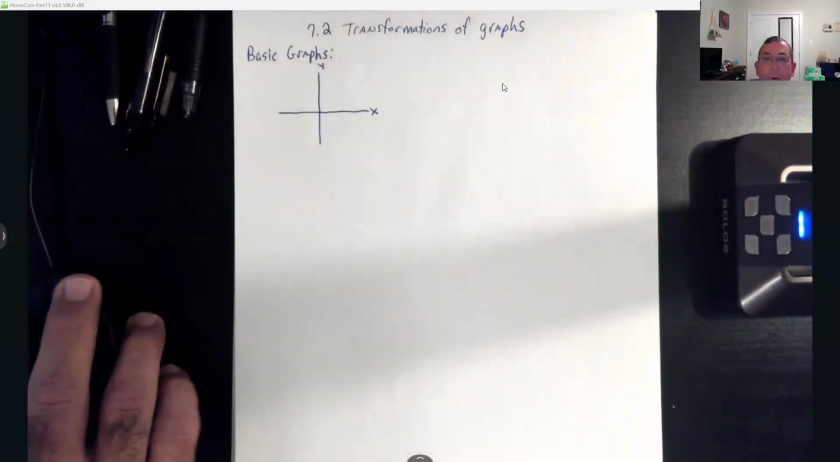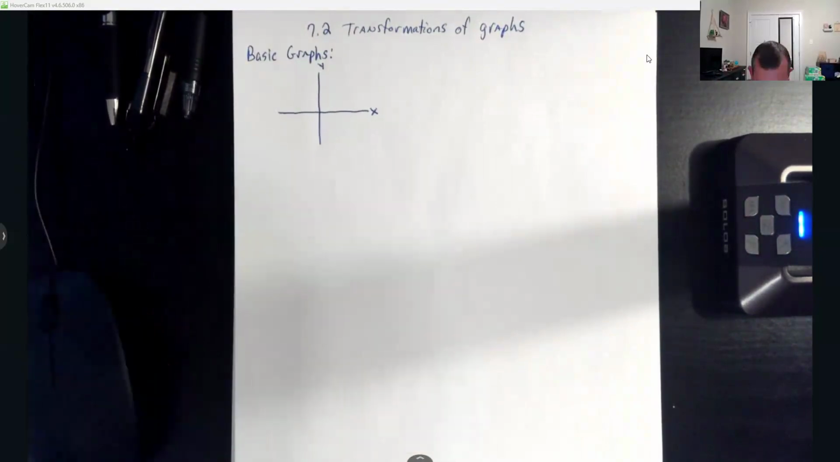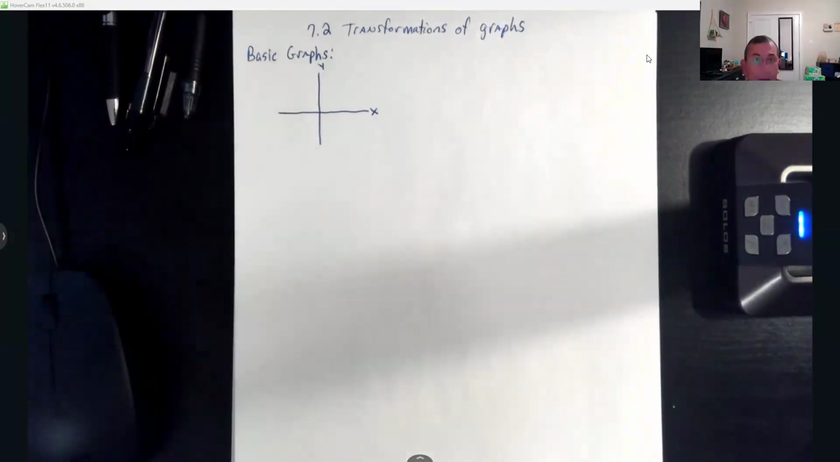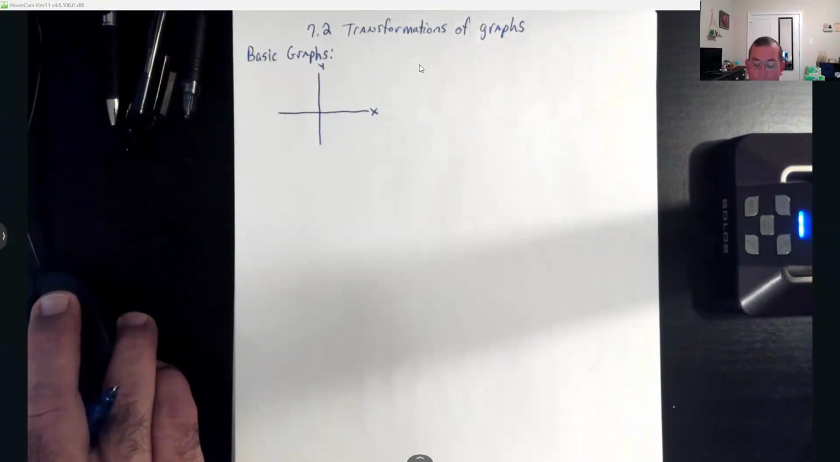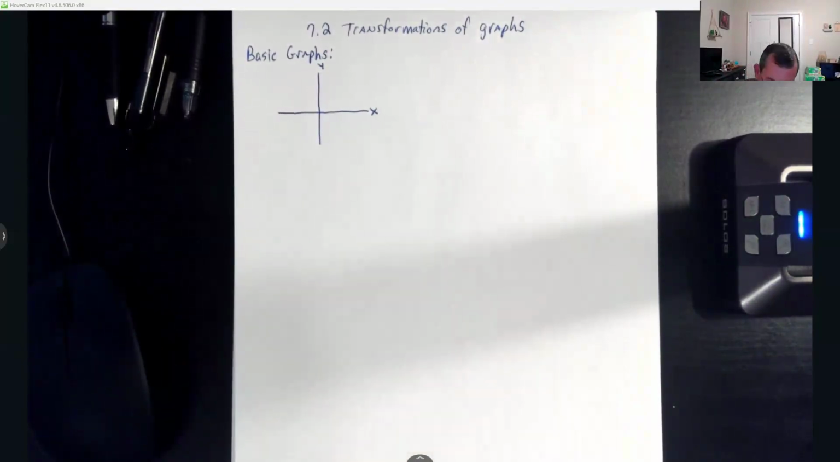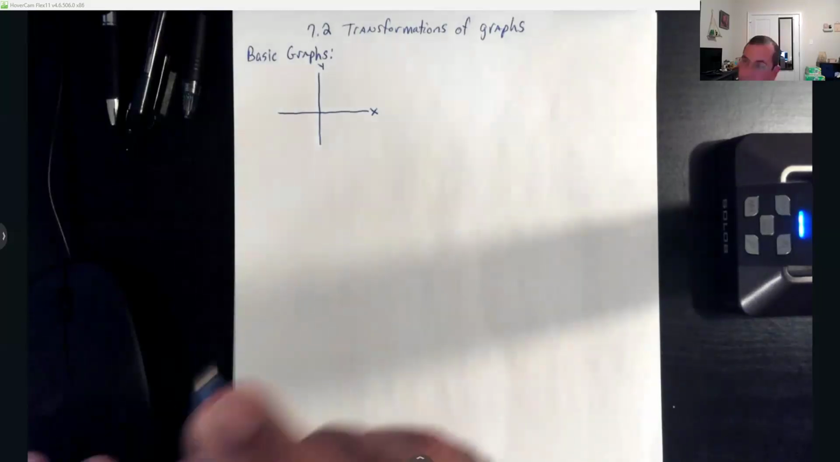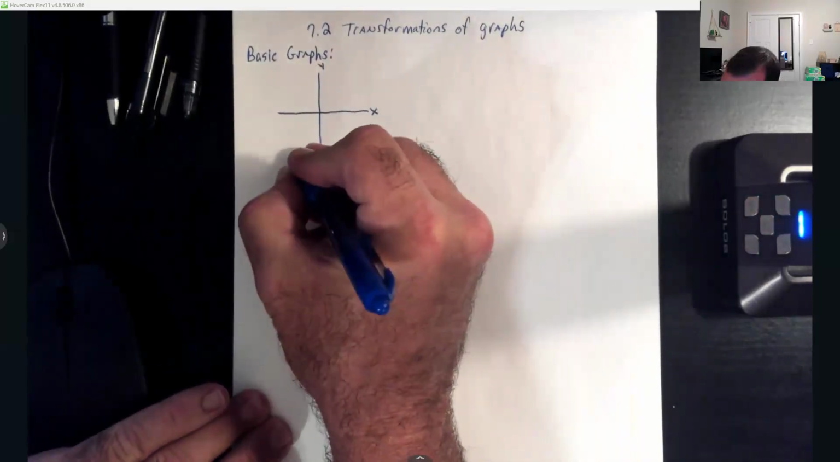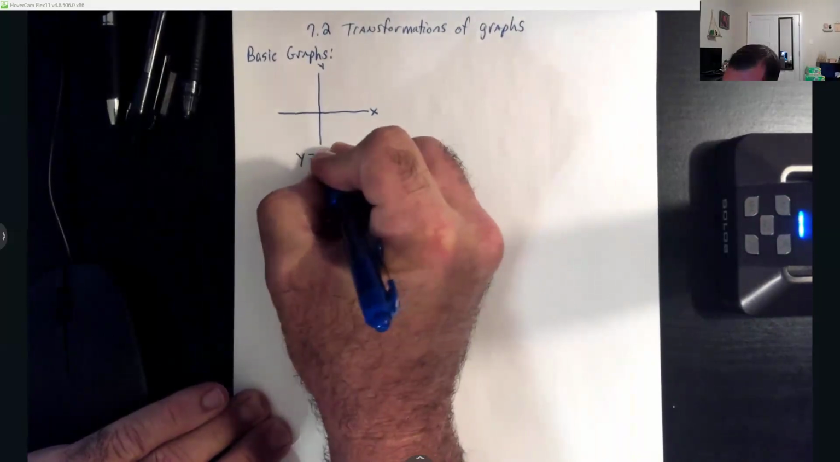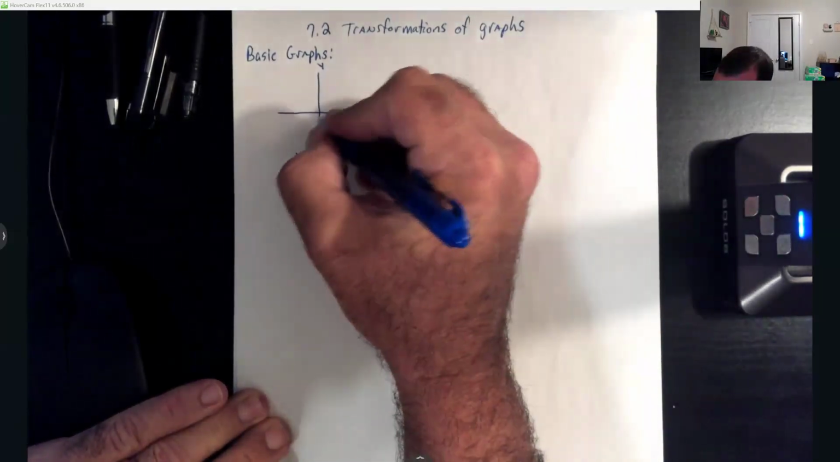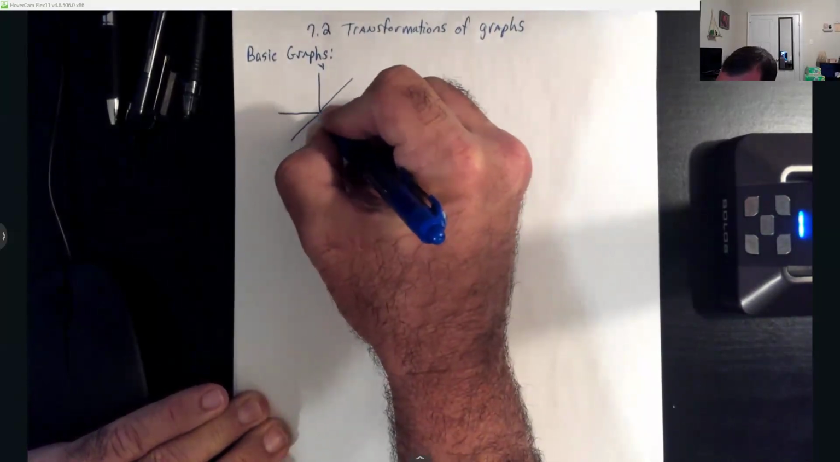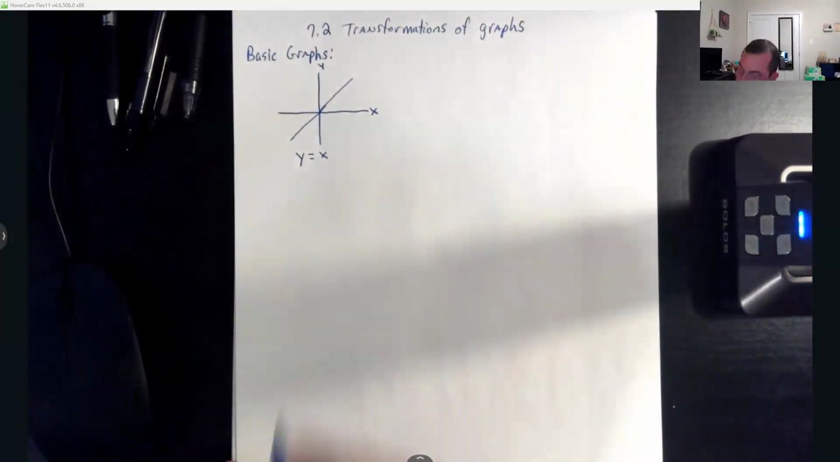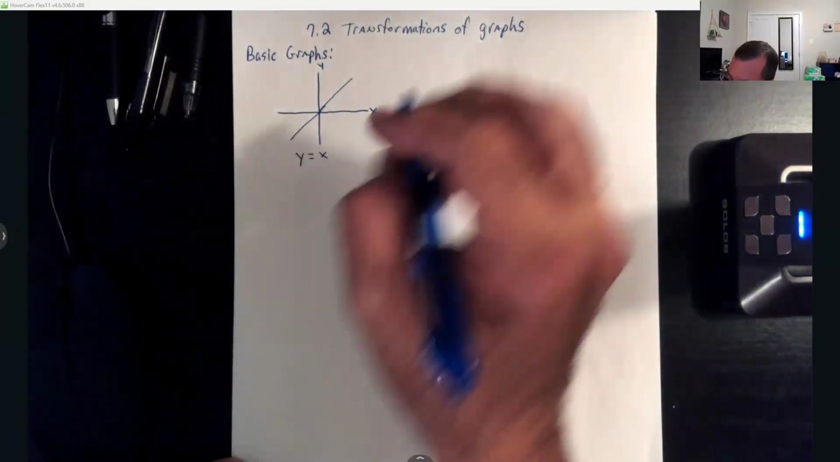So let me get one more in here. All right, so the first basic graph is a line graph. This will be the graph of y equals x. So this is your basic line graph, and it goes right through the origin and makes a straight line. So y equals x is our line graph.